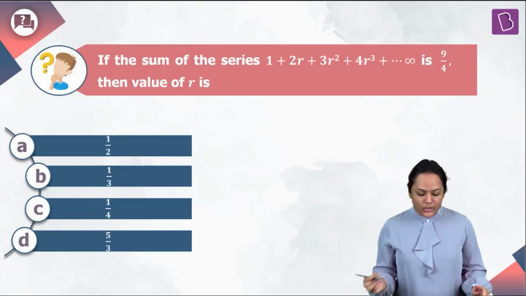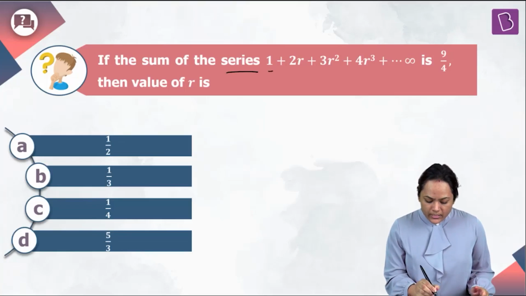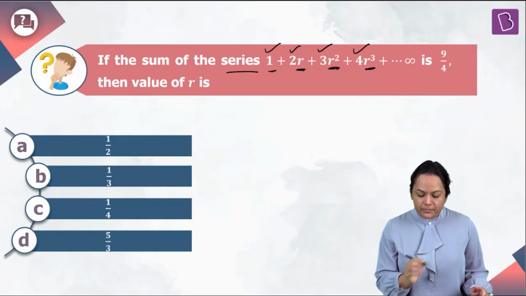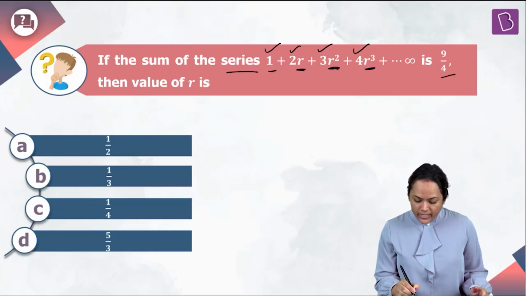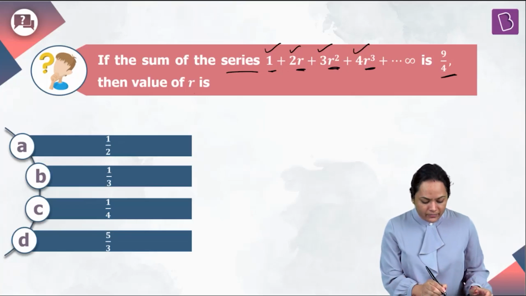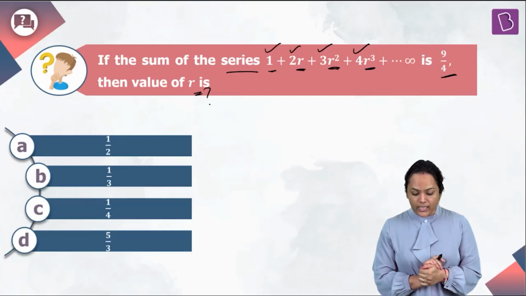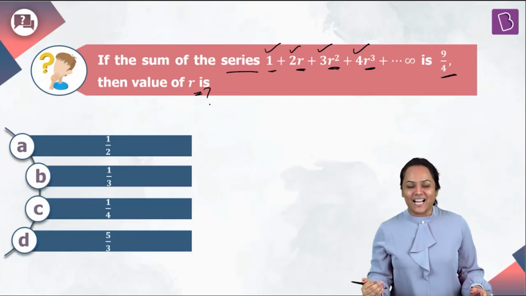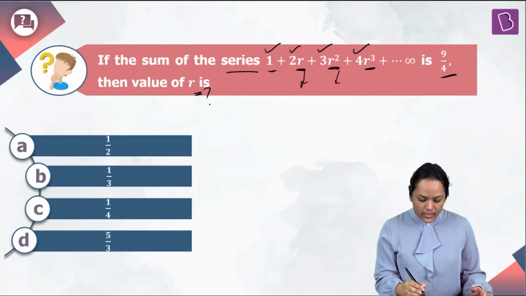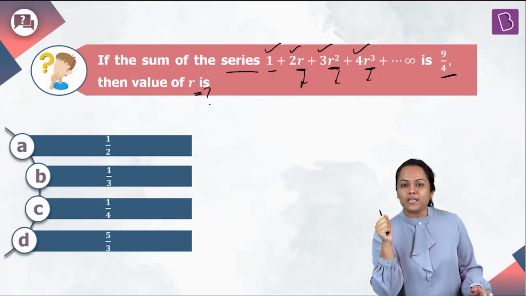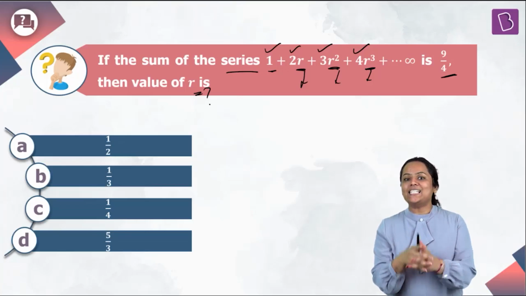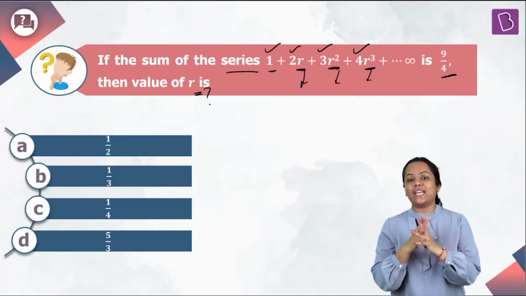Well, what they have given in this question is the sum of the series 1 plus 2 multiplied by r plus 3 multiplied by r square plus 4 multiplied by r cube, and so on till infinity. The value is given to me as 9 by 4, and they have asked what is the value of r. Okay, so what is the sequence, guys? 1, 2, 3, 4 is an AP, that's correct. And what about this r square, r cube? Well, that is GP. And if AP and GP are multiplied together, the sequence comes out as AGP.